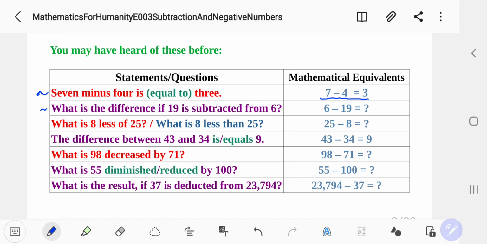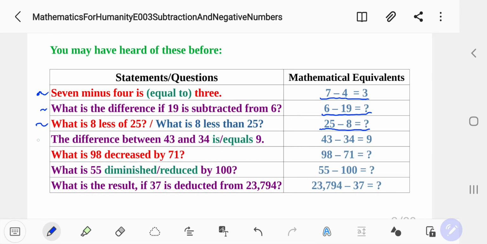The mathematical equivalent for that is 6 minus 19 equals. The next one is another question. What is 8 less of 25? Or what is 8 less than 25? That means the same thing, and the mathematical equivalent for that is 25 minus 8 equals.